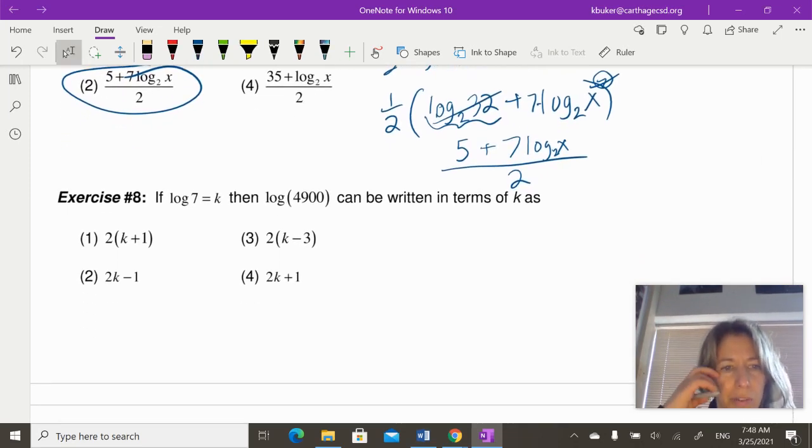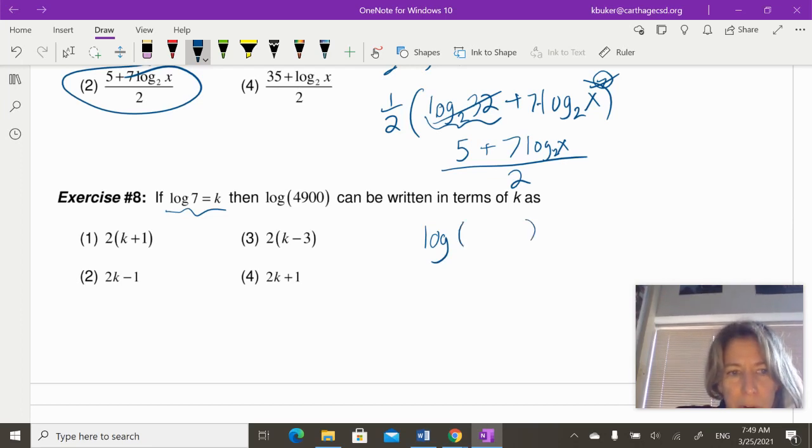All right, exercise 8. This is very similar to the one where we broke down 12. It wants us to split log of 4,900 into primes, or you really don't have to go as far as primes. Hopefully you recognize this as 49 times 100. And since they want us to break it into some form of 7, we have 7 squared times 100.